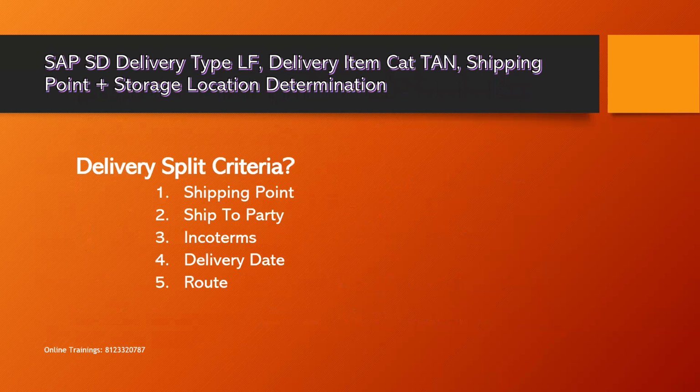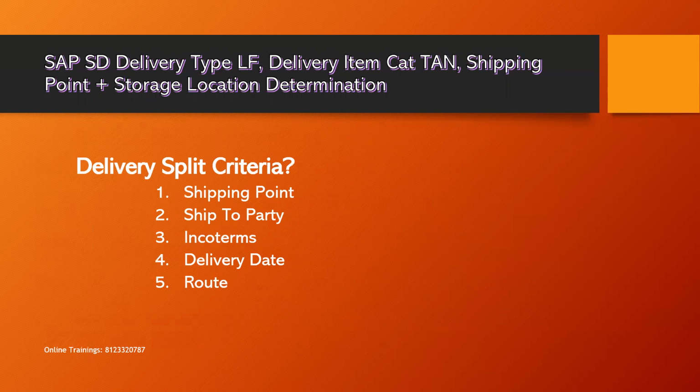And what is the delivery split criteria? How does the system follow the delivery split, how does it identify the delivery split? If it is a different shipping point, a different ship to party, different Incoterms, a different delivery type, dates, and the route. If the route is also different, then the deliveries related to that particular sales order which we wanted to create will become split.